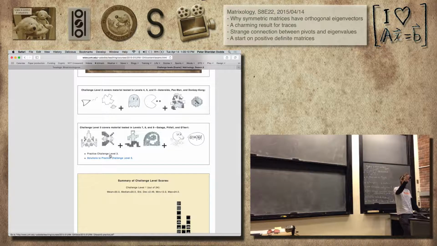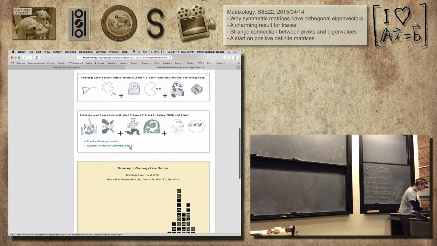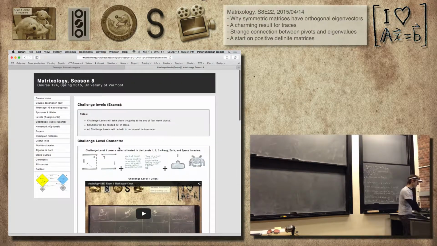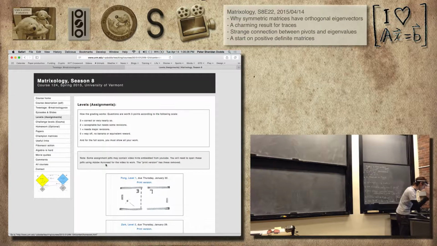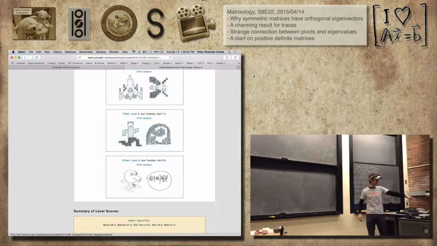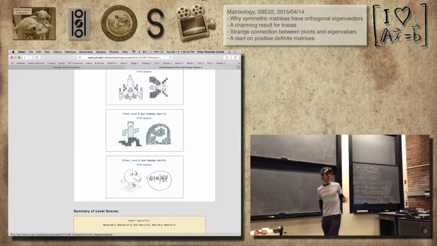Important point, next week is an exam on the Tuesday, right? And it involves these 3 levels: Gallagher, Pitfall, and Qbert, the sad Qbert. So solutions are there as well. So you can work on that. You should practice that. We are up to Qbert. Qbert is due next. So this was Pitfall. Qbert is due next Tuesday.